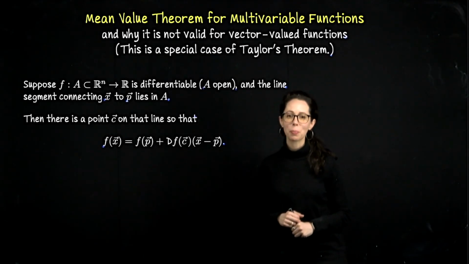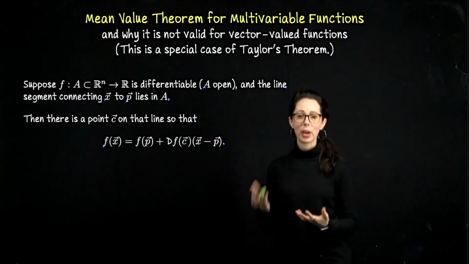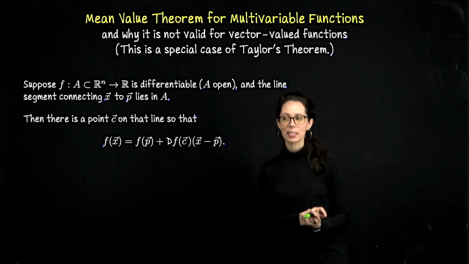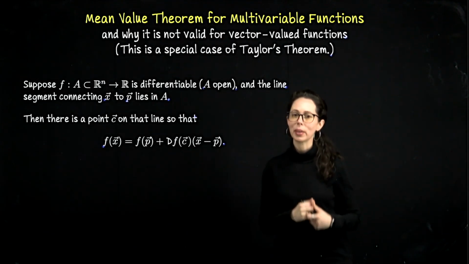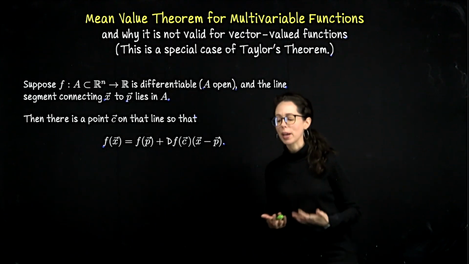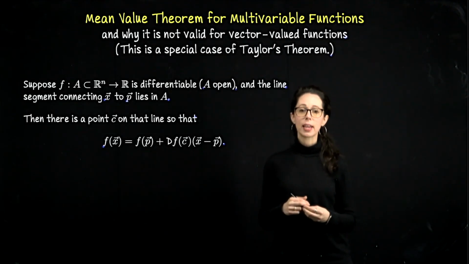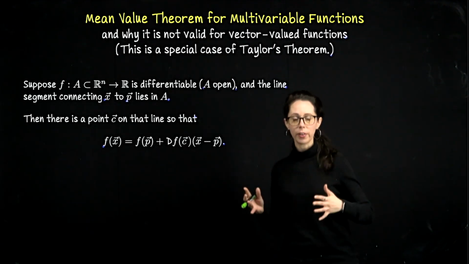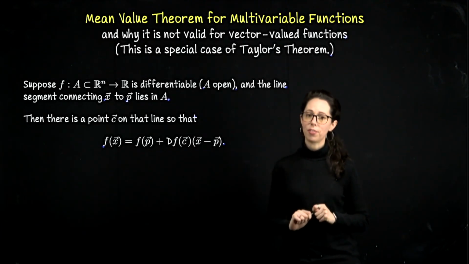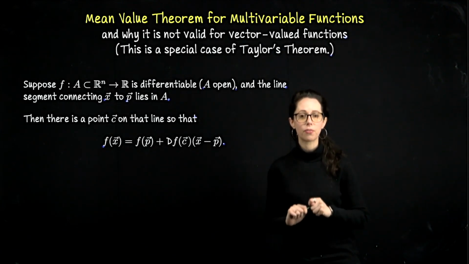Hi everyone. In this pretty short video, what I would like to do is take the familiar mean value theorem from single variable analysis and extend it as much as we can to functions of multiple variables. Now, what do I mean by as much as we can? It turns out if you want to take the mean value theorem from a single variable setting to a multivariable setting, you need to insist that the function f that you are working with is scalar valued.